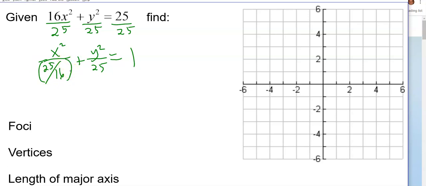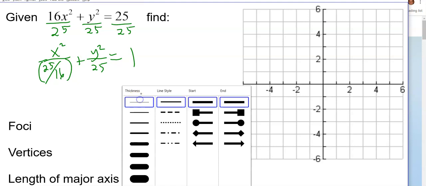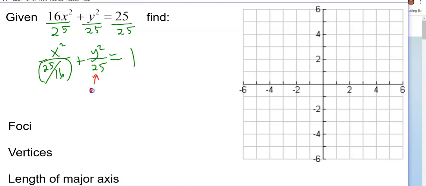By the way, which one is bigger? Because it helps to know that. Is 25/16 bigger or 25 bigger? To me, 25 is much bigger. That's just a little bit more than 1. So that's bigger. So that guy is your a squared, which means a is going to be 5. This guy is your b squared, which means b is the square root of that, which would be 5/4.